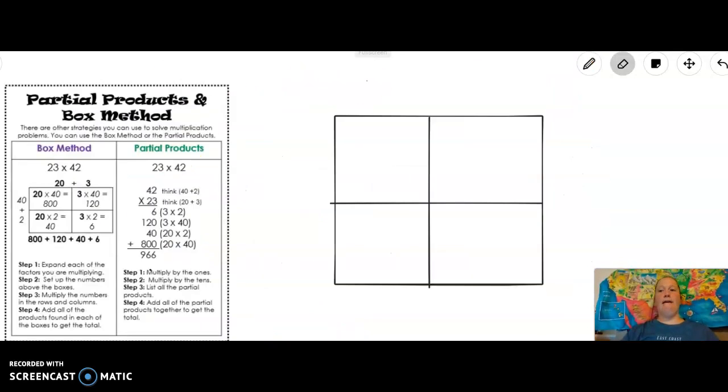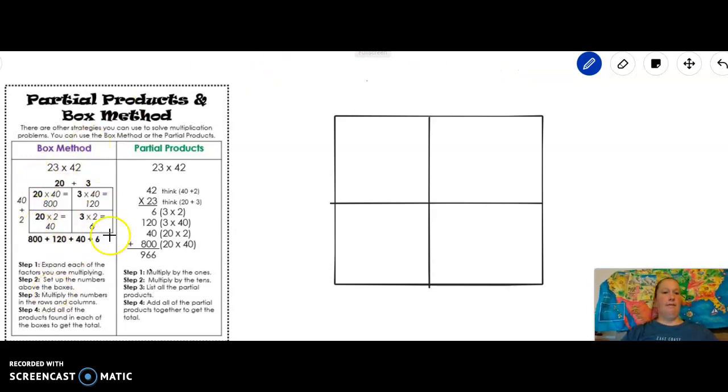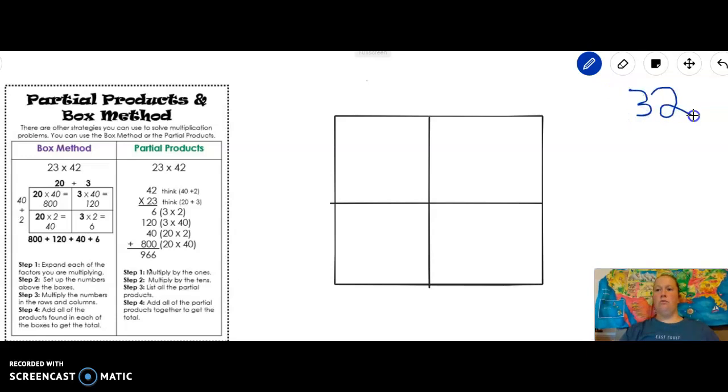So remember, I have that anchor chart up for you, okay, to help you out. It gives you the box method, the steps, and your partial products, okay? All right, let's just pick one. Let's see, we're getting good at this. So 32, how about times, we can do really anything, 24, okay?